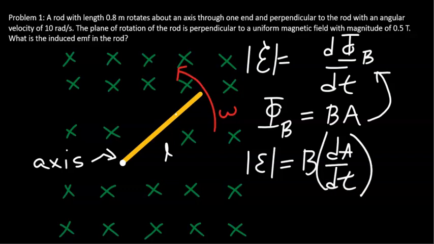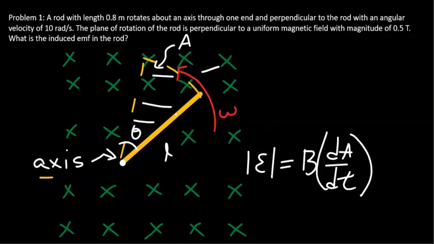Now, area is indeed changing. How so? As this rod rotates about this axis, it goes like that. And in that process, it will trace out or sweep out a certain amount of area. And that area is given by this shaded region. Let's call that A. And it moves through an angle. Let's call that angle theta.